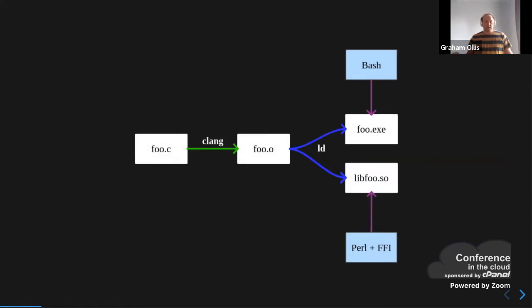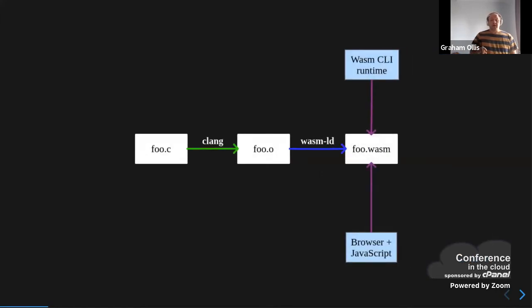For example, in a traditional Unix environment, you'd use a C compiler like Clang to compile C code into an object file, which then can be linked into an executable, or a library which you can run from the bash prompt or call from another program. Again, for example, you can call a dynamic library from Perl using Platypus.